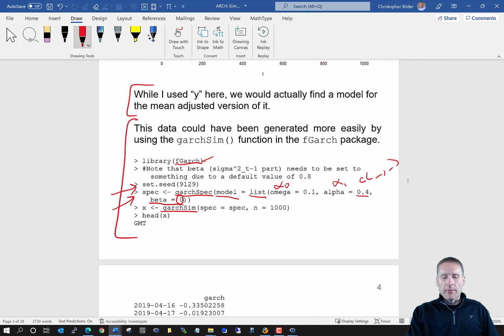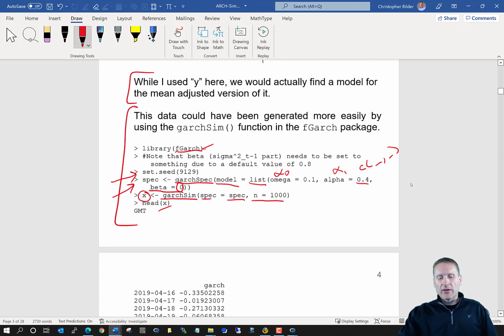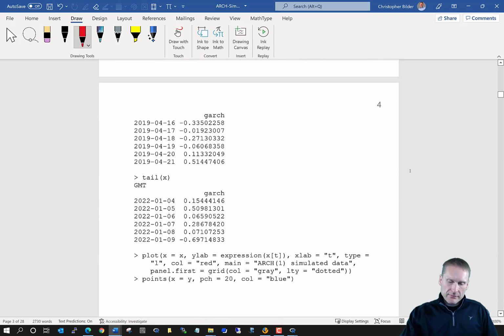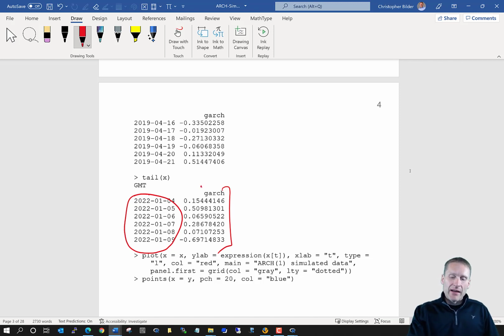So then I say Garch sim. For my spec argument, I put, well, what did I do for spec? And I want 1,000 different values. I'm going to put it in an object called x, and here are the first 6 values shown there. Here are the last 6 values as given by tail. Now, something that's quite annoying with this particular function is that it will automatically put dates associated with simulating this data. And so that's why you see those dates there. This Garch here corresponds to our x. So here's x sub 1,000.